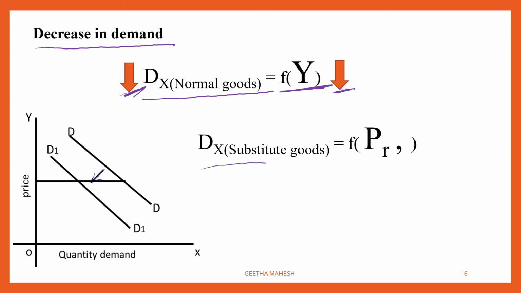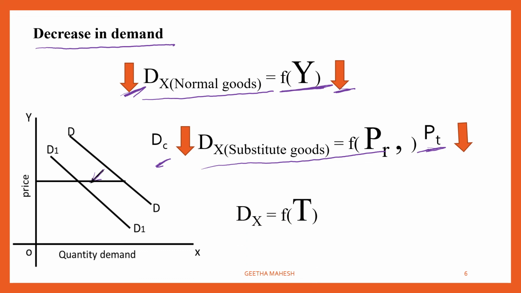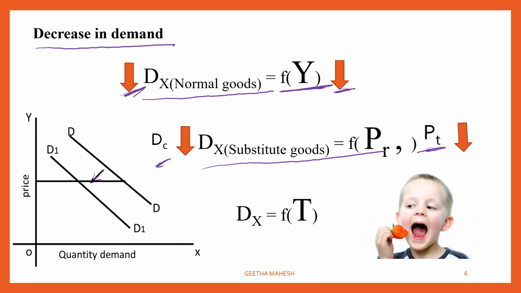Consider price of related goods. Here we have taken a substitute. So, if we consider price of tea and the price of tea decreases, demand for coffee decreases. So, the demand curve will shift towards the left side. Now, consider taste and preference of the consumer. When the taste and preference of the consumer is not in favor, then demand for that particular good decreases. So, the demand curve will shift towards the left side. This we call decrease in demand.